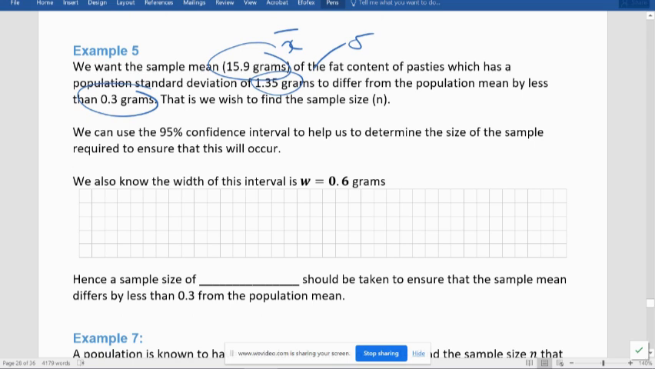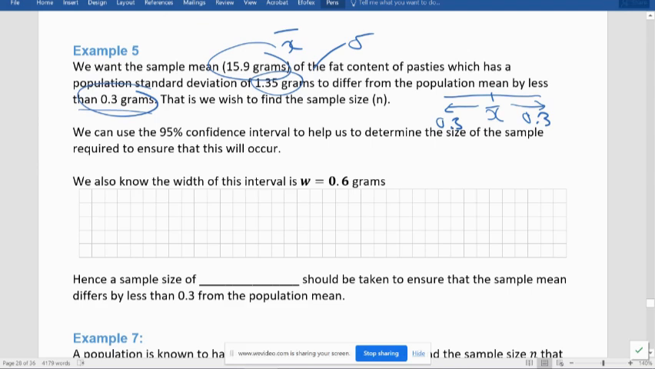What they're actually trying to say here, to differ from the population mean by less than 0.3, is that when we talk about our sample mean, we don't want it to be any smaller than 0.3 grams, so we could go 0.3 grams this way. We don't want it to be any larger. So from the sample mean, it could be larger by 0.3, or it could be 0.3 less. That is what differ by no more than 0.3 means.